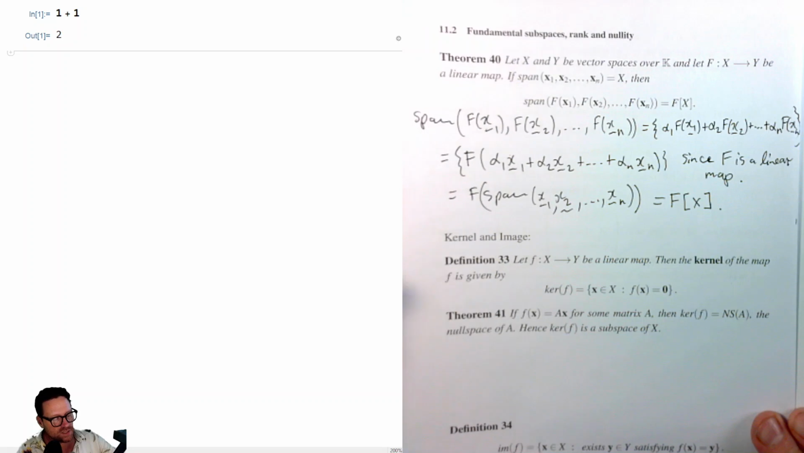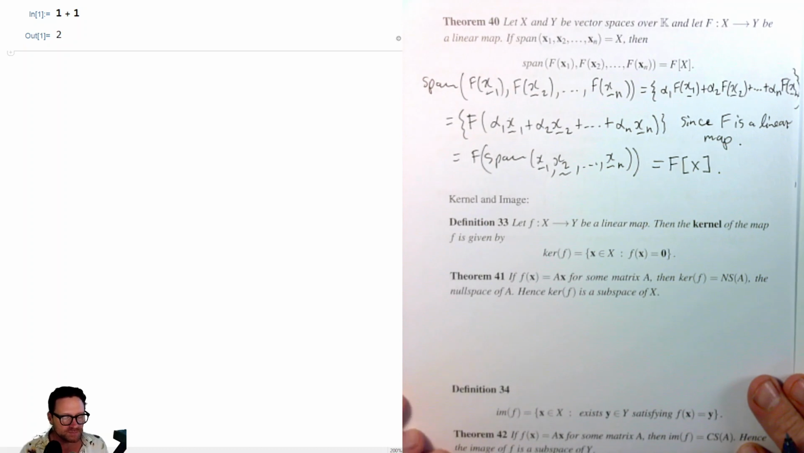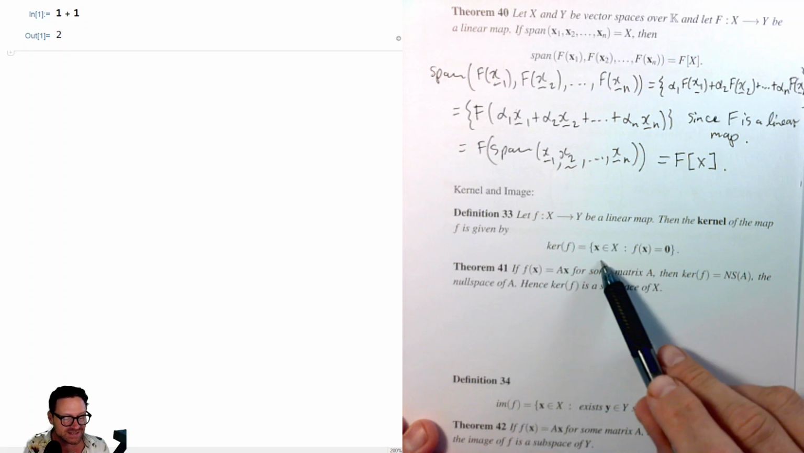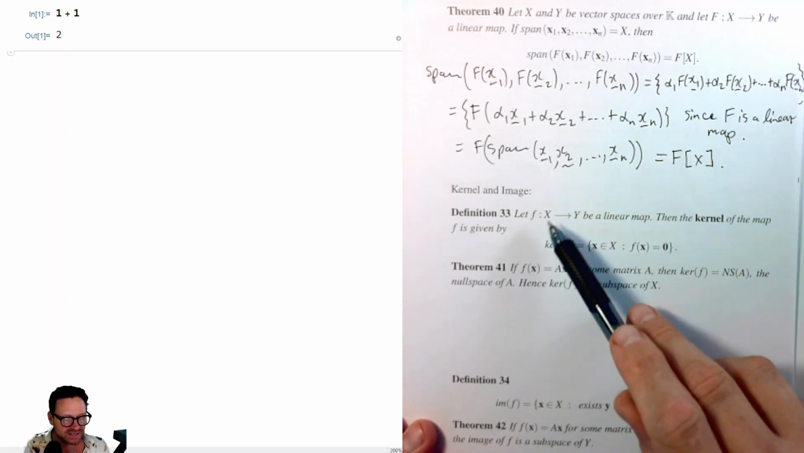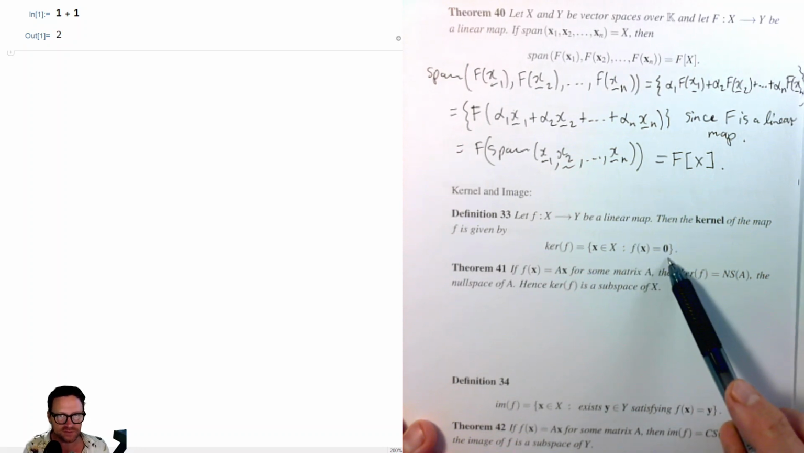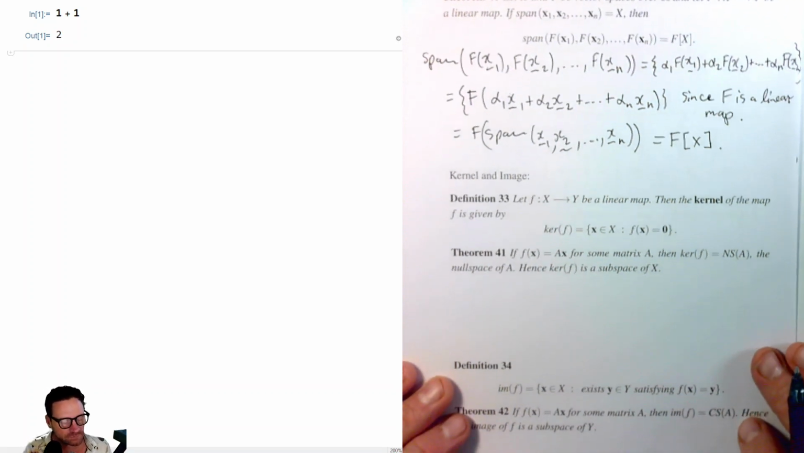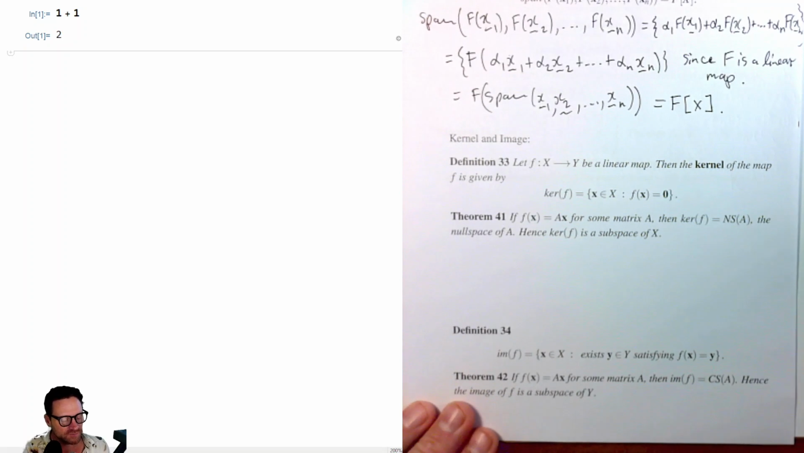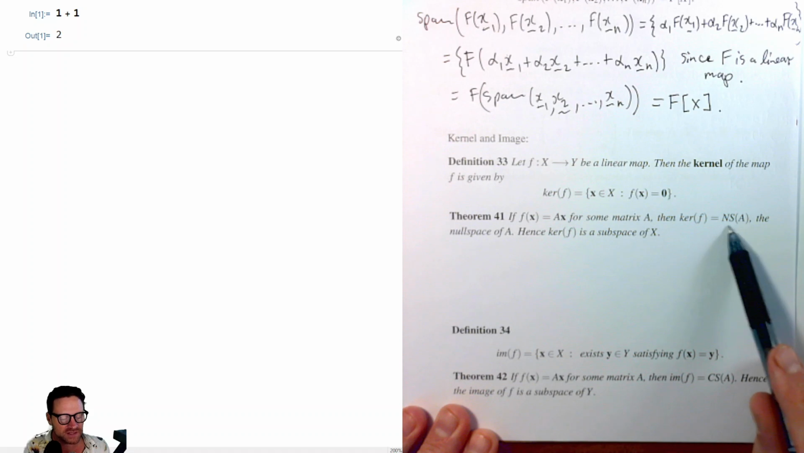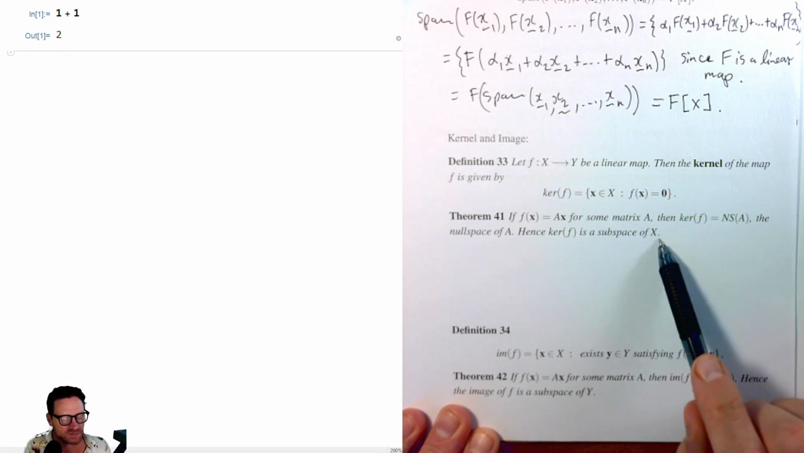Okay, kernel and image. Let f map X to Y be a linear map. Then the kernel of the map f is the set of all vectors x in the domain X such that f of x is the 0 vector. So it's the set of all vectors that get mapped to the 0 vector. Theorem 41: if f of x is A times x for some matrix A, then the kernel of f is the null space of A. Hence, the kernel of f is a subspace of X.